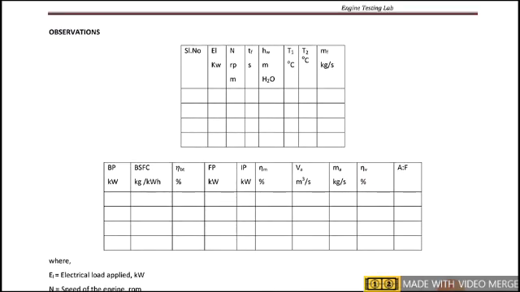So these are the observations: the electrical loading, the speed, the manometer reading, the temperature input and output, the mass of fuel, and the BP, BSFC, brake thermal efficiency, like different parameters to be calculated.